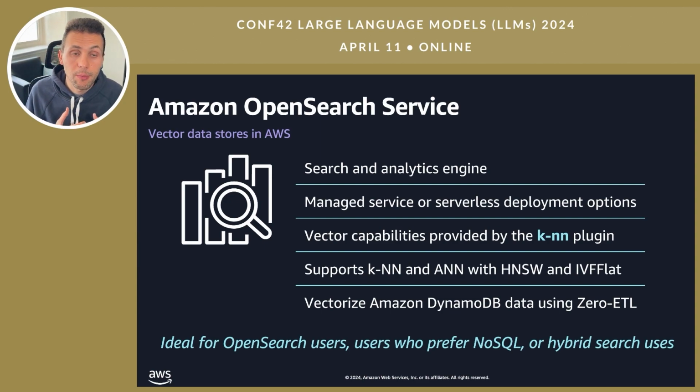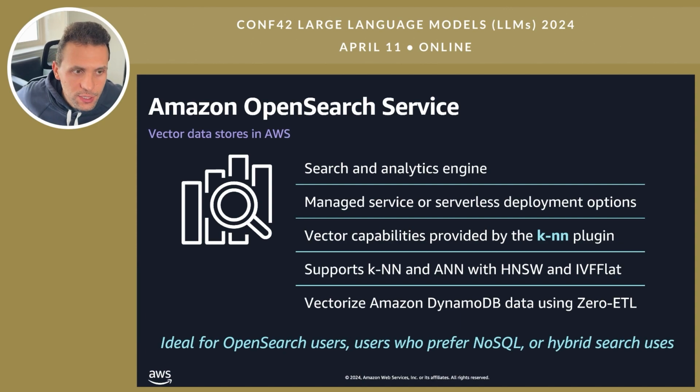OpenSearch also has the capability to store vectors using the KNN plugin. It also supports different algorithms such as KNN, ANN, HNSW, and IVF flat. So you can see that similar to Aurora Postgres, OpenSearch has similar algorithm capability. And if you have DynamoDB tables, you can actually use zero ETL from DynamoDB to move the data into OpenSearch Service, and you can vectorize those as well.